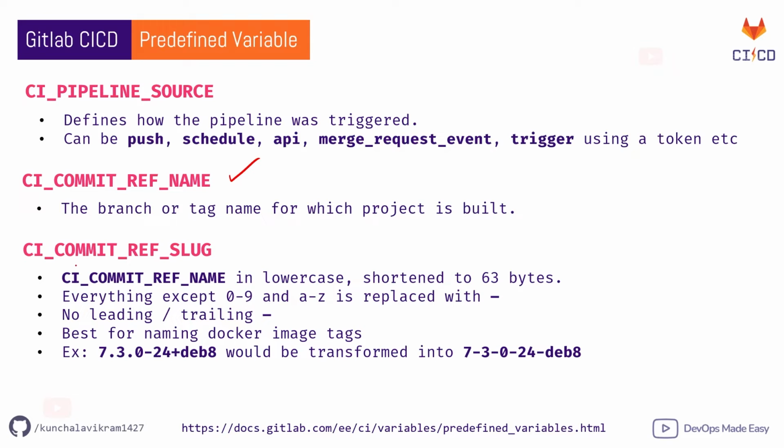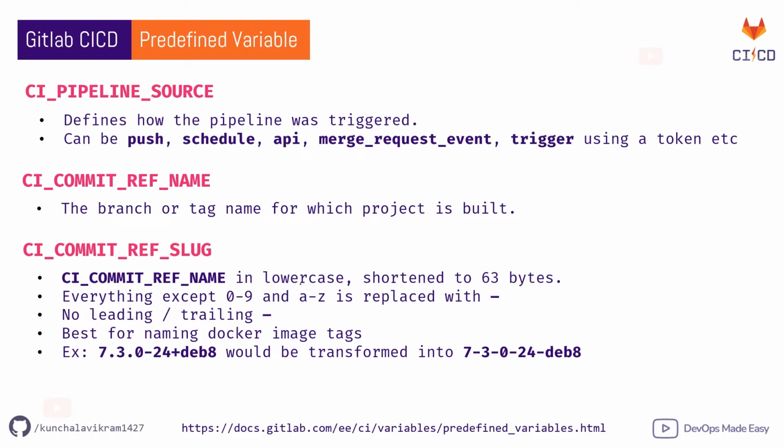And you also have one more predefined variable which is called CI_COMMIT_REF_SLUG. What is this CI_COMMIT_REF_SLUG? It is exactly equal to CI_COMMIT_REF_NAME, but there are some modifications that will be done to this name. Let's say this ref name has a lot of special characters or some capital letters, underscores, or whatever it is. So that particular name will be converted in this fashion. Any capital letters defined in this name will be converted into lowercase letters, and the complete length of the string is shortened to only 63 bytes.